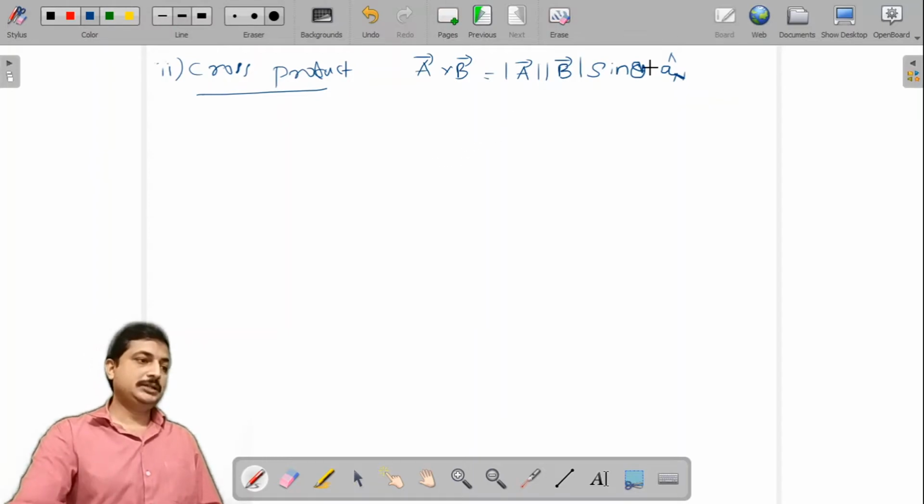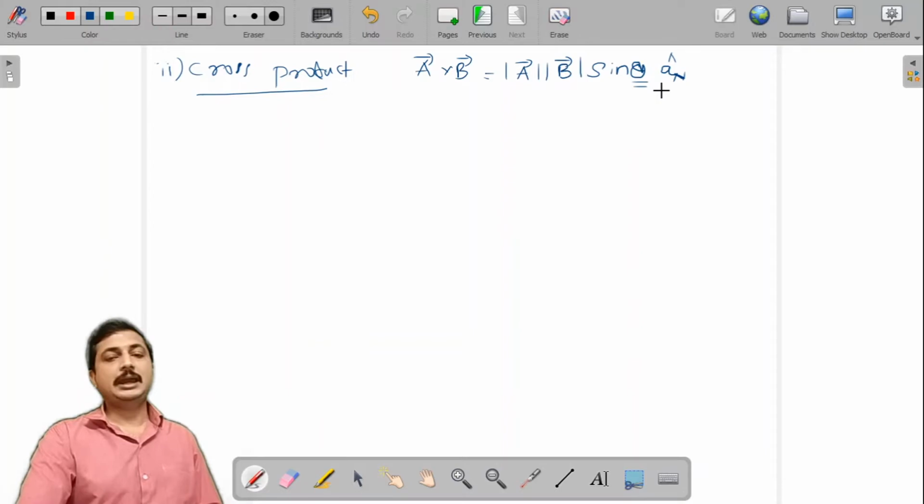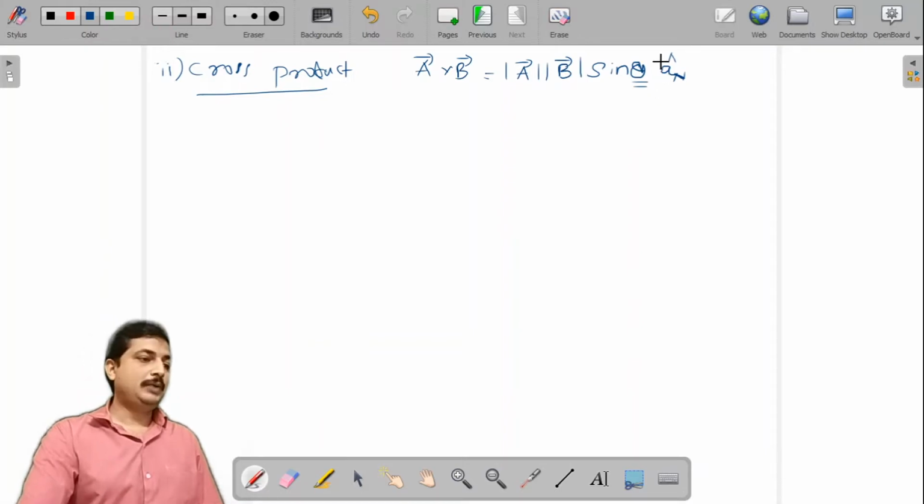Now how to solve this? What do I need to find? I need to find theta, right? So from this expression, how do we find theta? The procedure is similar. I get sine theta as the magnitude of A cross B divided by the magnitude of A, magnitude of B, dot n cap. Now what is this n cap? How will I find this n cap? That's the question.